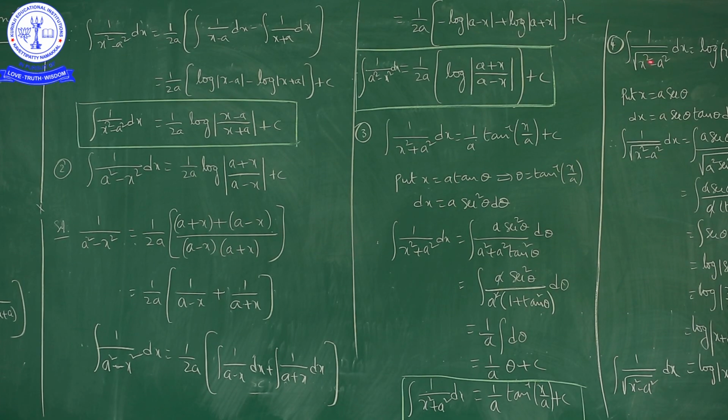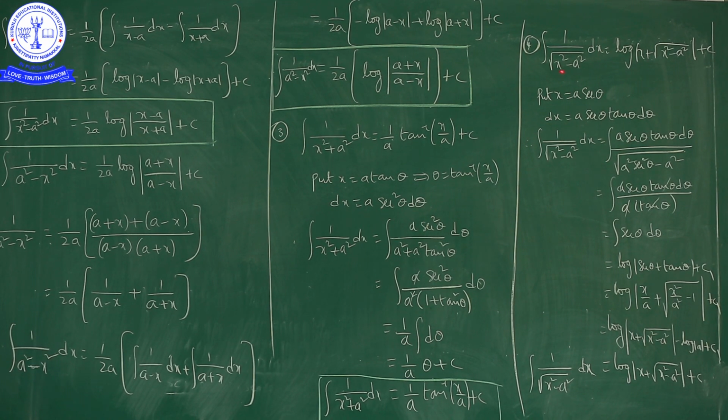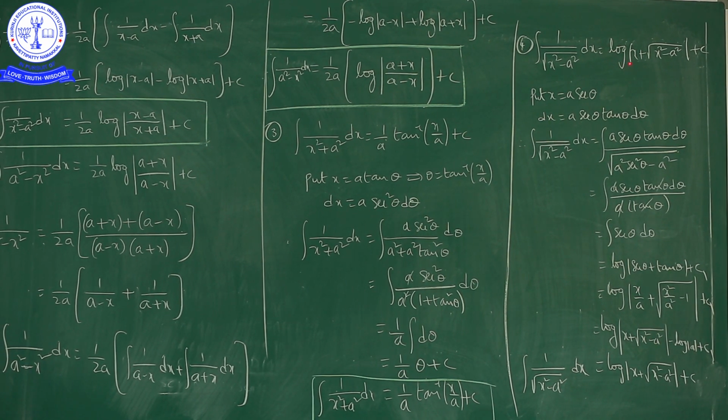Next formula: integration of 1 upon square root of x square minus a square dx is equal to log mod x plus square root of x square minus a square plus c. I already told you whenever you have x square minus a square, then you substitute either x equal to a secant theta or a cosecant theta. Okay, by putting x equal to a secant theta, what is the advantage? dx equals the derivative of a secant theta, secant theta into tan theta d theta.